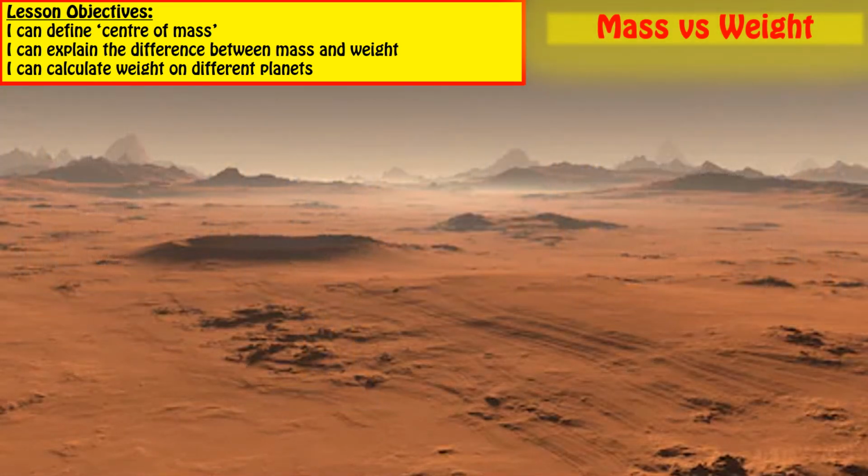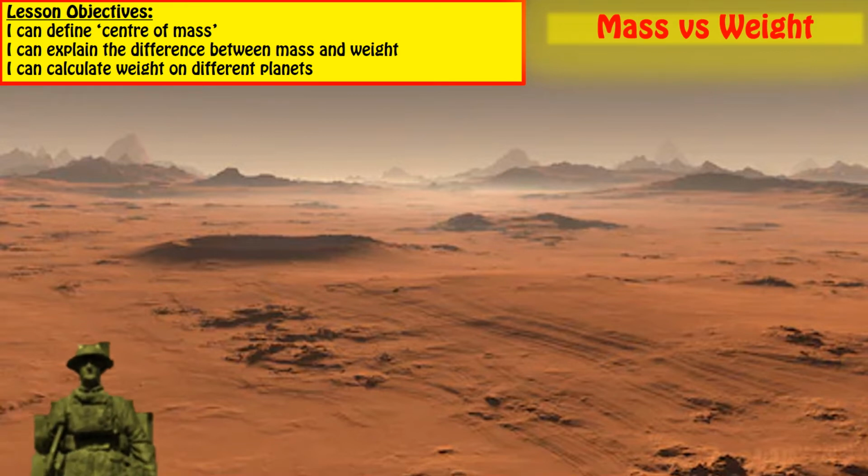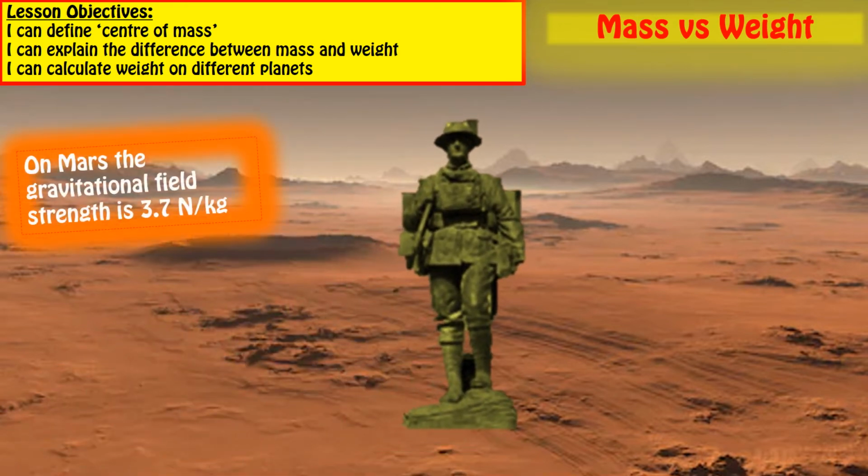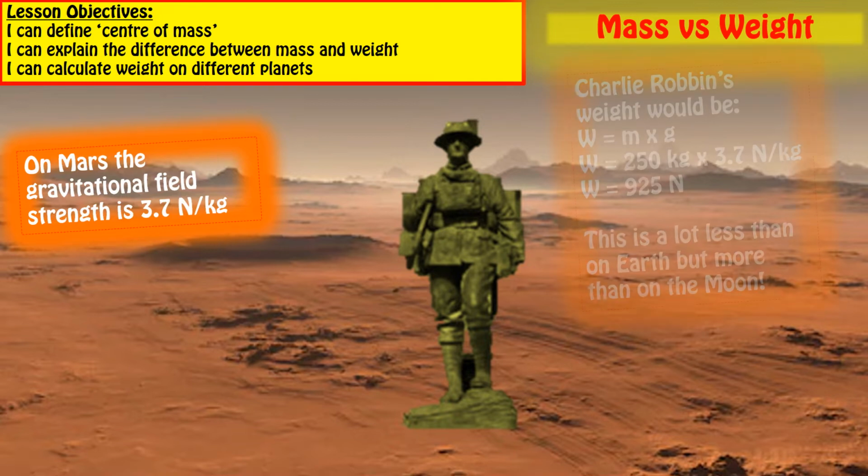Let's have a look on Mars. There he is. Oh, he's gone green like an alien now. So on Mars, the gravitational field strength is 3.7 newtons per kilogram. So on Earth it was 9.8, the moon was 1.6, and Mars was 3.7. That means there's a little bit of a stronger gravitational field than the moon.